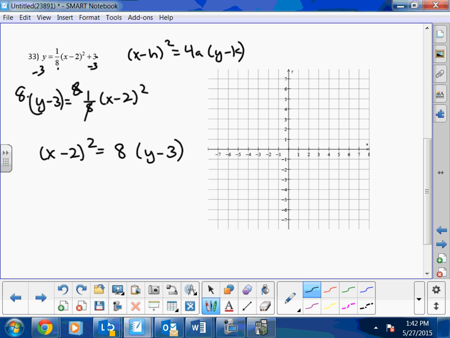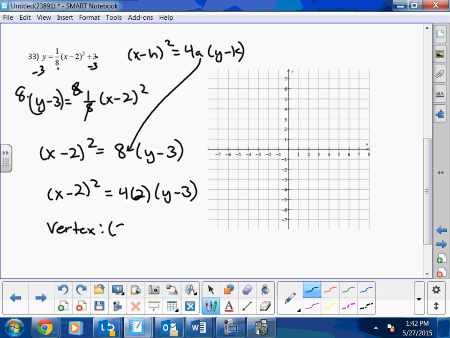Now, the nice thing about this is I have a lot of this solved. The only thing I really have to do now is figure out what this a is, and that's going to be pretty simple. If you're ever in doubt, just make 4a equal to 8 and find out what a is by solving. You'll find that a is 2. And this is y minus 3. The reason this is important is that the vertex on this one is going to be at (2, 3), because this is h and this is k.